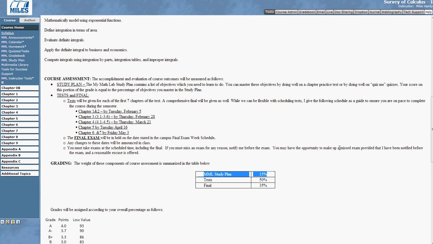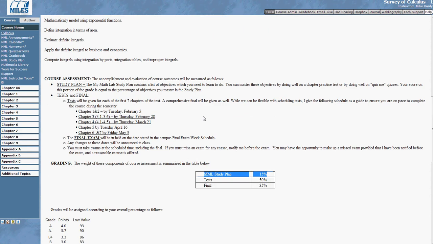And that's the main objective of this video: to go through how you access that study plan and how you score points in it. And then the others, we have these dates of the exams, including a final exam. It says it'll be held in the final exam week schedule. We'll have to arrange that date.